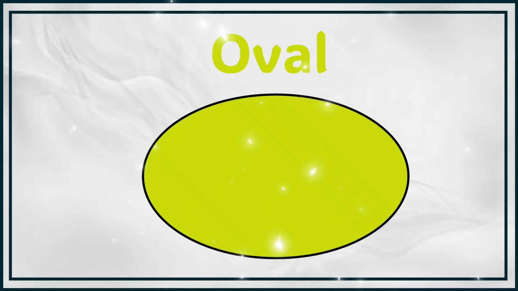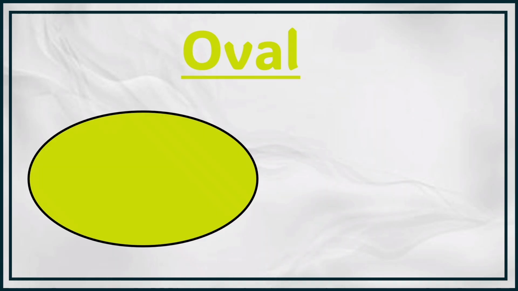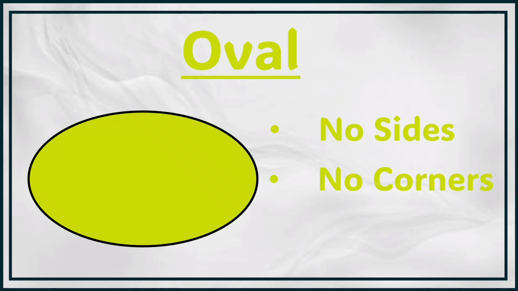Oval. Just like a circle, it has no sides and no corners. It is like a stretched circle.